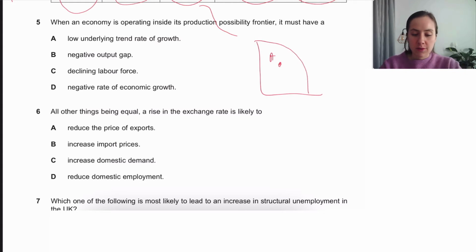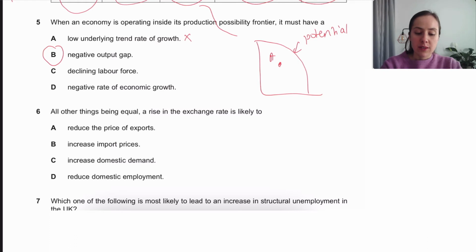When an economy is operating inside its PPF, it must have a trend rate of growth. No, this PPF just shows what your potential is right now. It doesn't show you how that's changed over time. So that's not the right answer. Negative output gap. Right. Yeah, the economy is currently inside its potential. So that seems like the definition of a negative output gap.